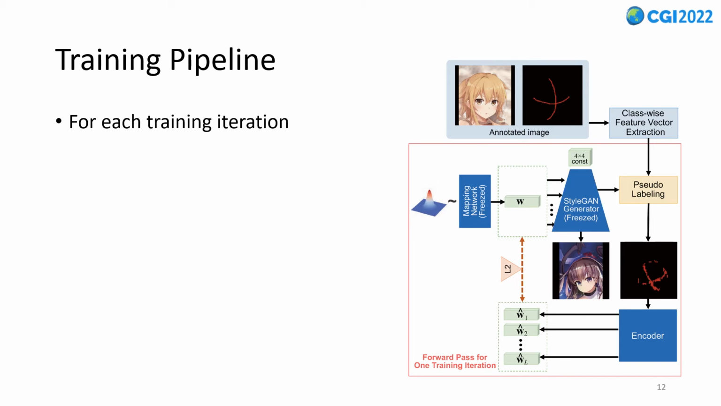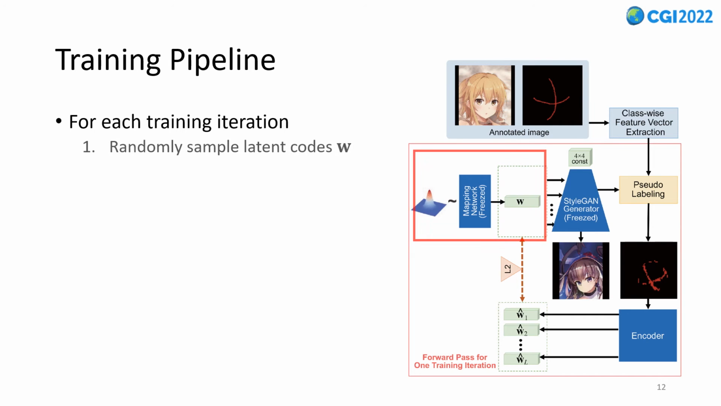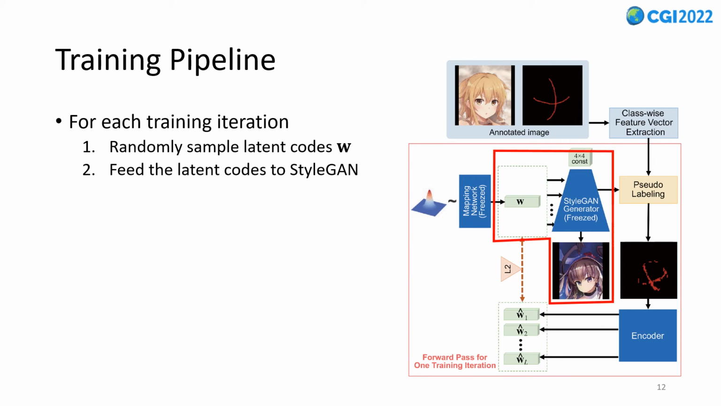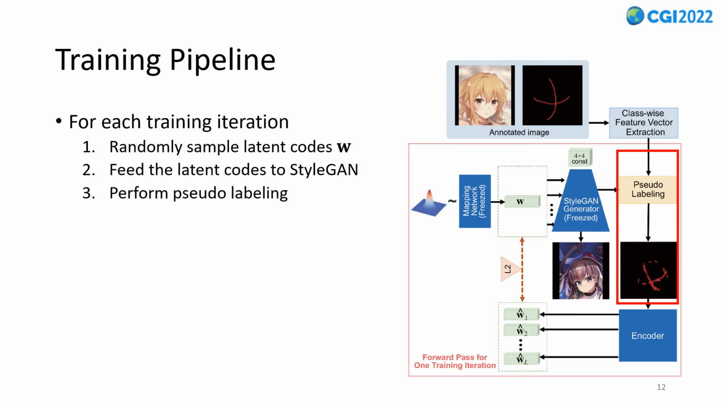This slide shows our training pipeline of the encoder, and the algorithm is simple. For each training iteration, the encoder is trained according to the following steps. We first randomly sample latent codes. We feed the latent codes to StyleGAN and perform pseudo-labeling using the StyleGAN features.